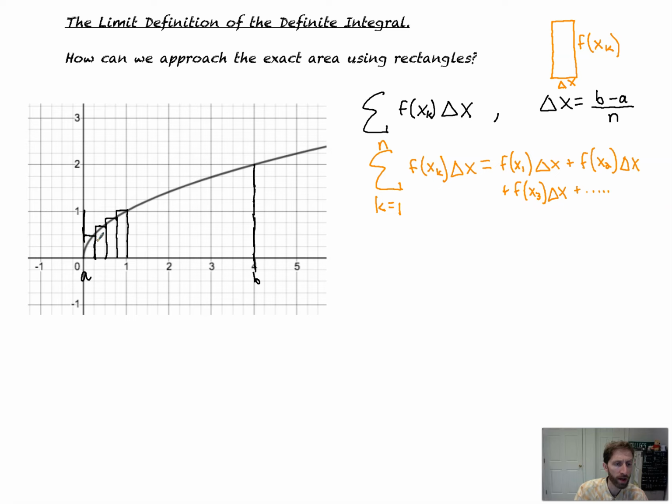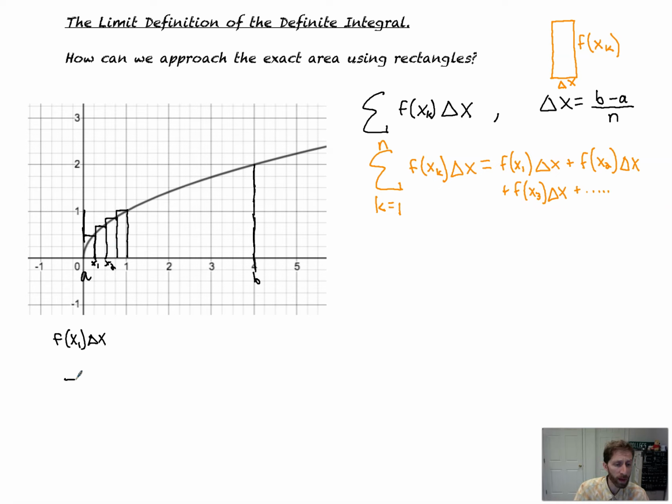This rectangle right here would be f of, let's call that x sub 1. That would be your first x value. So the first rectangle would be f of x sub 1 times delta x. That gives you the area of that rectangle. From there, we now need the area of this rectangle. Well, the question is, how do we get to x sub 2? How did we get there?